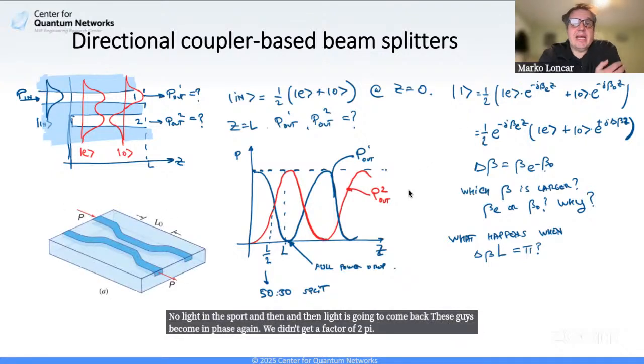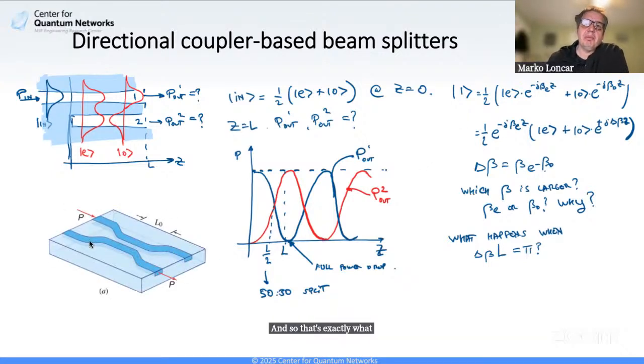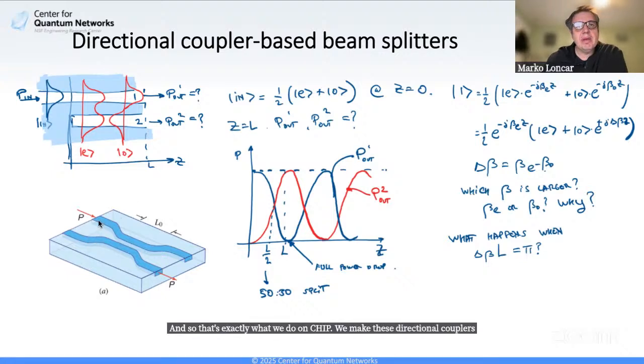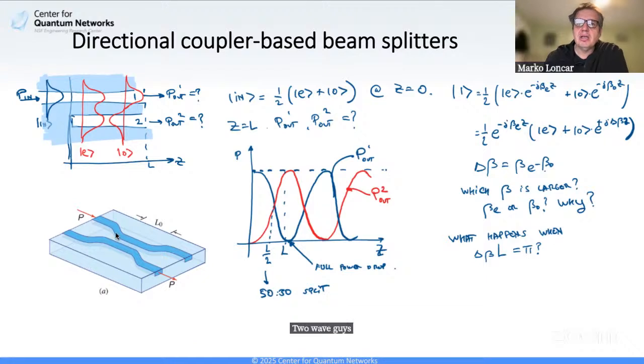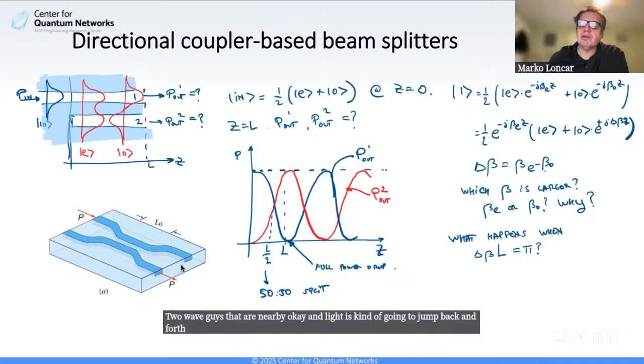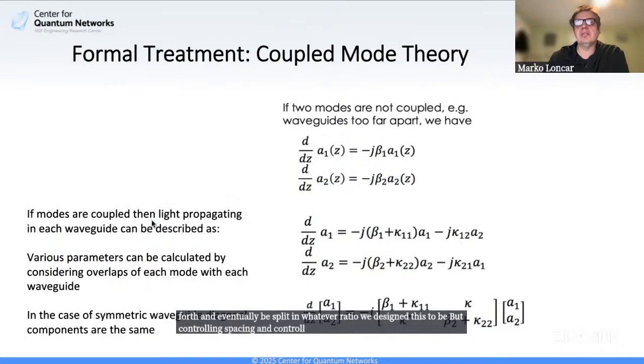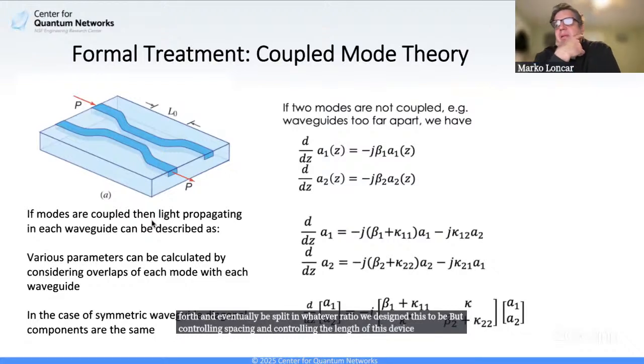And so that's exactly what we do on chip. We make these directional couplers, and they basically look like two waveguides that are nearby, okay? And light is going to jump back and forth and eventually be split in whatever ratio we designed this to be by controlling spacing and controlling the length of this device. I'm not going to spend any time on this.